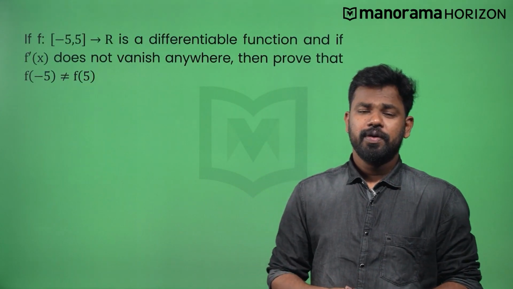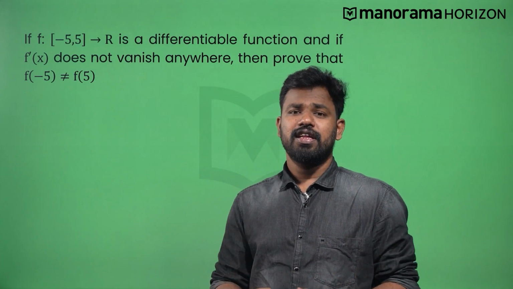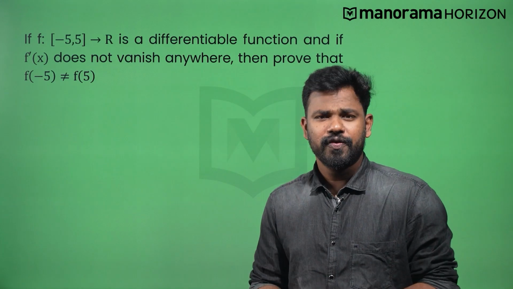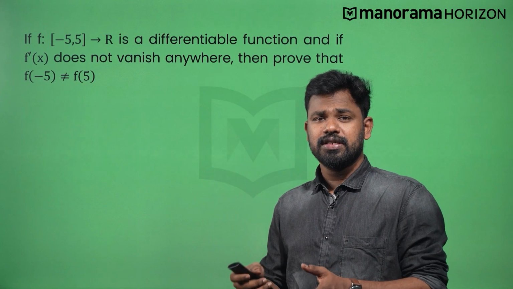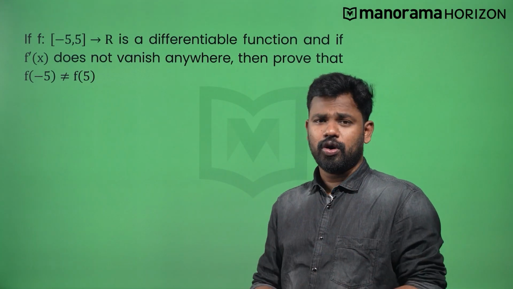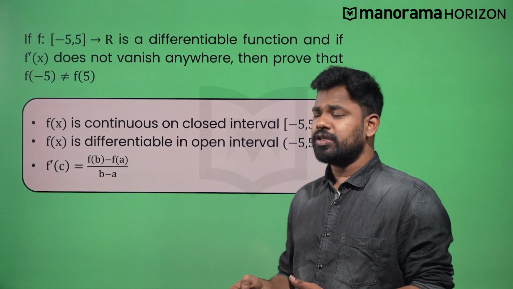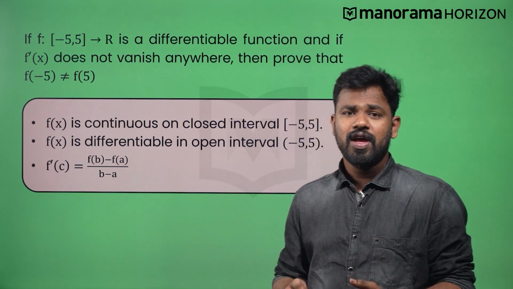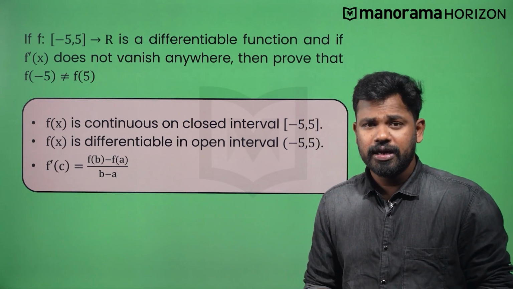If f defined from minus 5 comma 5 to R is a differentiable function, and if f dash x does not vanish anywhere, then prove that f of minus 5 is not equal to f of 5. The given function f from minus 5 to 5 to all real numbers is a differentiable function. We know that every differentiable function is also another what? Continuous function. So the given function is continuous on the closed interval minus 5 to 5 and differentiable on the open interval minus 5 to 5, and f dash c should be equal to f of b minus f of a divided by b minus a.